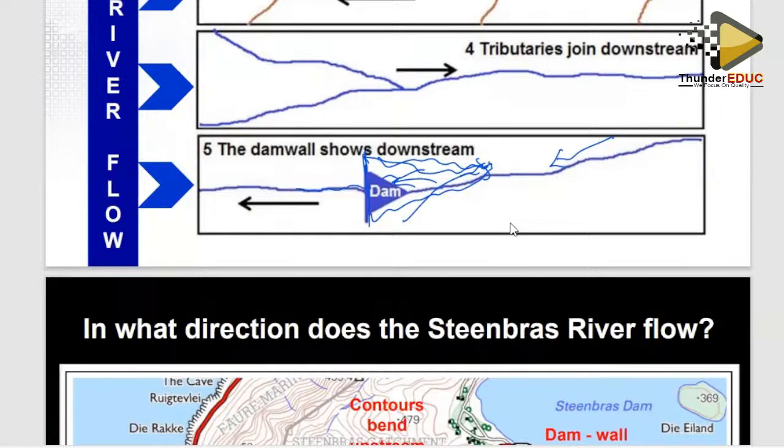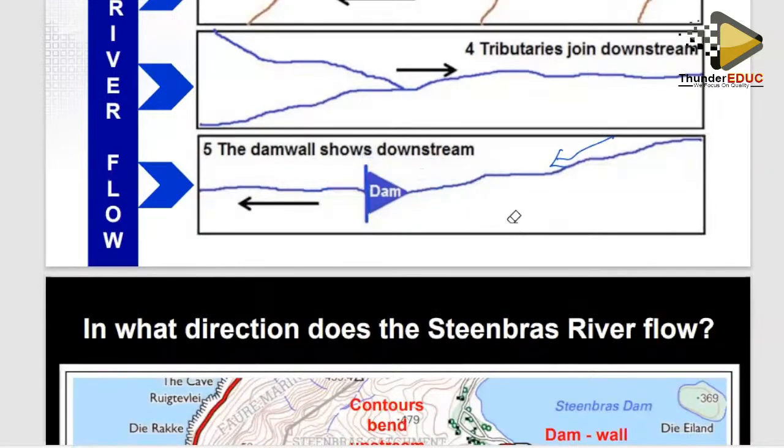There is no way water can accumulate after the dam wall. That doesn't make geographical sense. The water accumulates before the dam wall. So when you see the dam wall and the water accumulating on that side, it means that is where the river is coming from. I think that makes geographical sense. Right. So we move on.